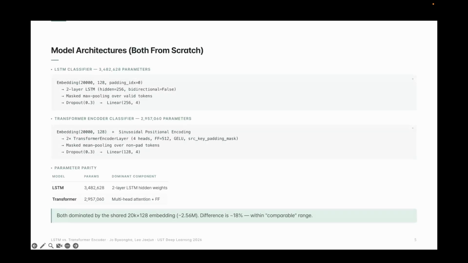Both models are built from scratch. The LSTM reads the sequence and max pools over the real tokens. The transformer adds positional encoding, lets attention mix all positions, then mean pools. The key detail is masking, so padding never affects the result. Both are about 3 million parameters, dominated by the shared embedding, so any difference comes from modeling, not size.